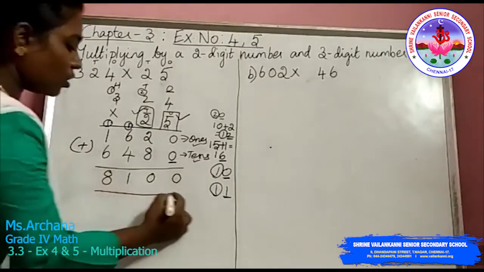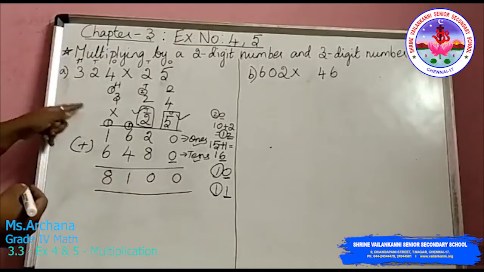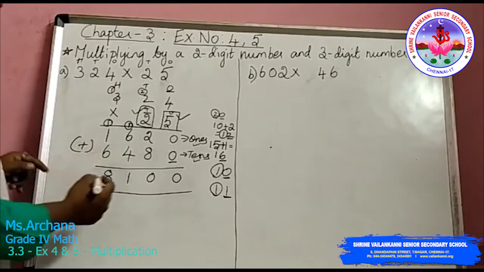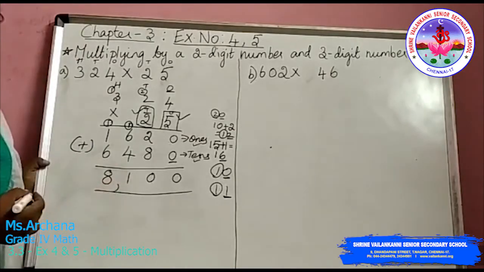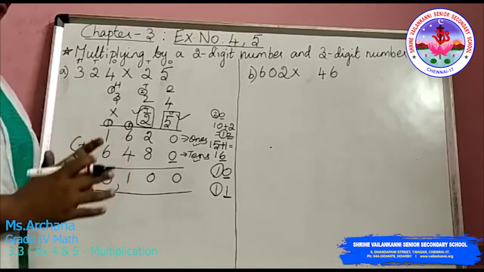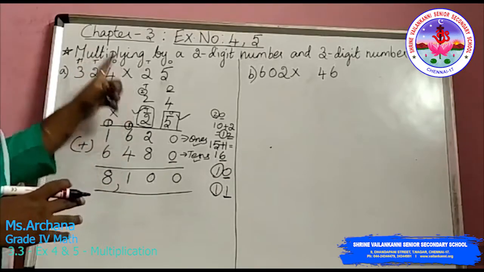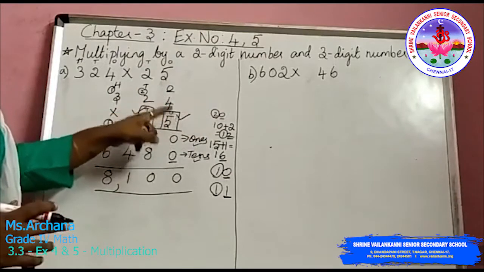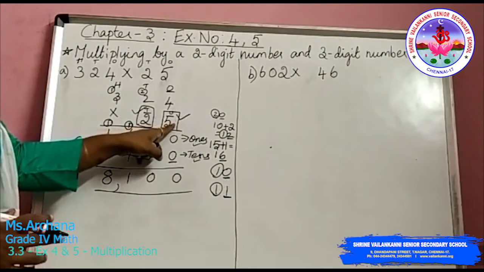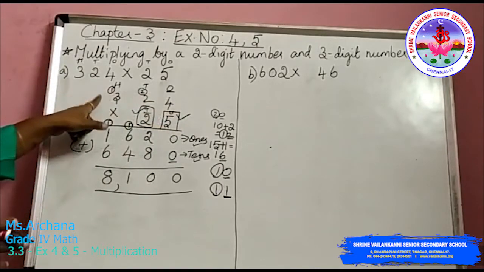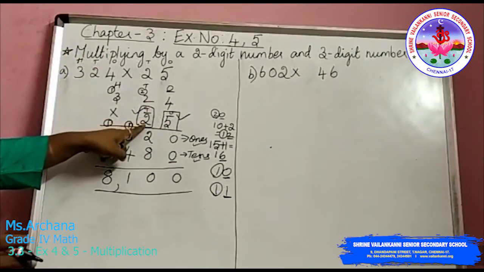8. Okay, so now after doing multiplication, you have added both rows of ones and tens and you got the value 8100. So always keep in mind that whenever you do multiplication with a 2-digit number, you should first do multiplication with the ones place value, complete all the numbers given above, and then move to the tens place value.